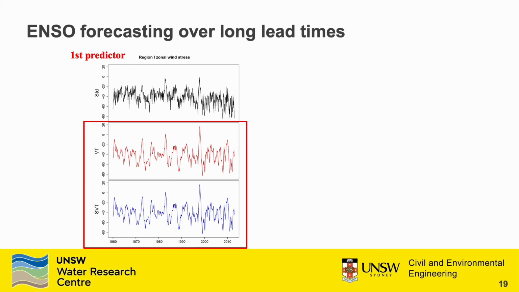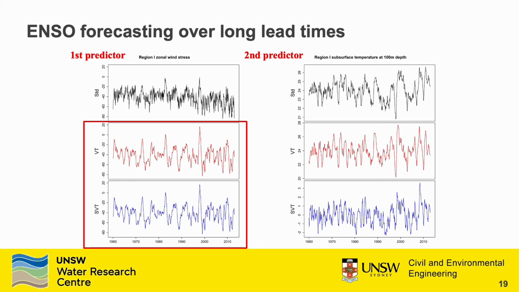The second predictor of VT and SVT model are different, since the predictor from SVT model is transformed based on the residual of subsurface temperature conditioned on the wind stress. Look at their y-axis. They have completely different ranges. But anyway, come back to the question, what is the implication of the variance transformation for the ENSO forecasting?